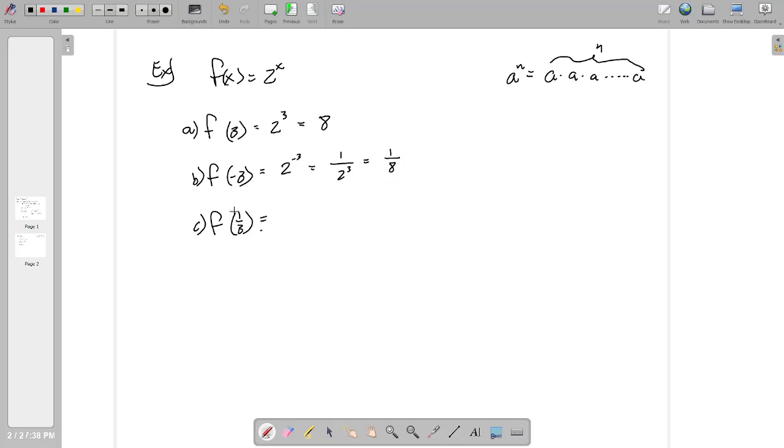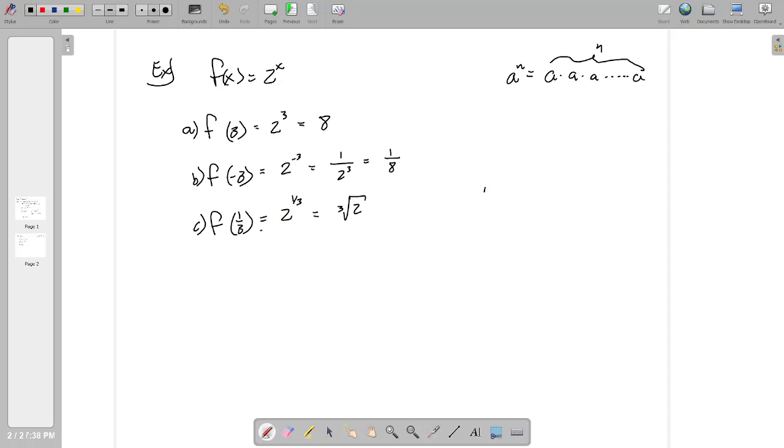Now suppose that we have the 1/3. I think we already talked about this, but if we have 2 to the 1/3 power, this is just saying the cube root of 2. So we have this actually defined for rational numbers already as exponents and radicals. So this would be 2 to the first power under a cube root.